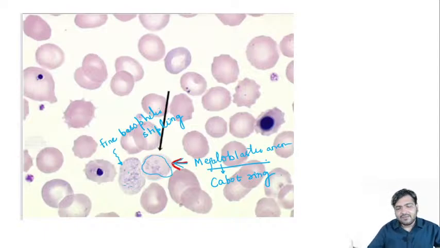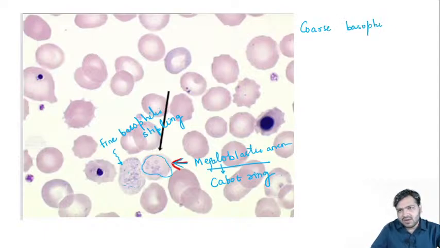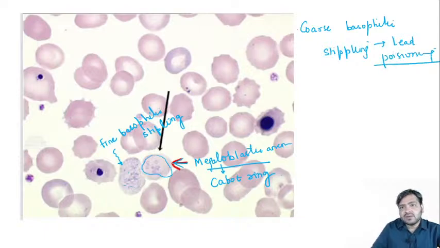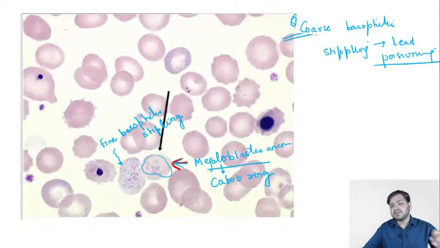Can anyone tell me in which condition the coarse one is seen, sir? So the coarse basophilic stippling, I don't have the image, I think I forgot to add it. Coarse basophilic stippling is basically seen in lead poisoning, guys. So that's again an important question for the upcoming FMGE June exam.